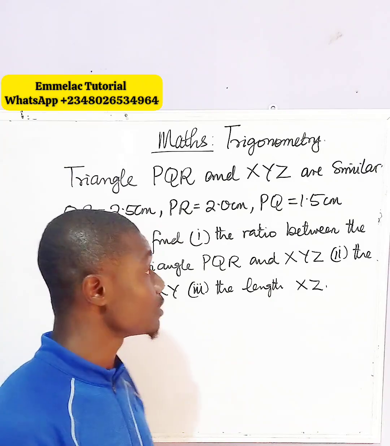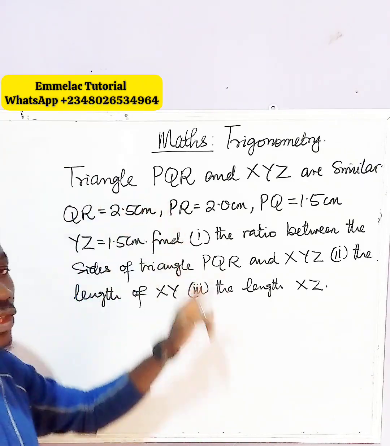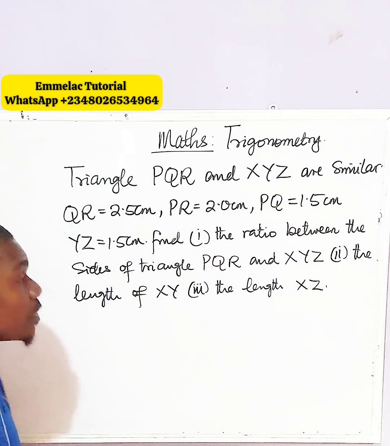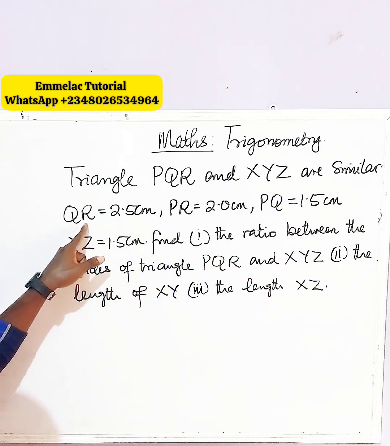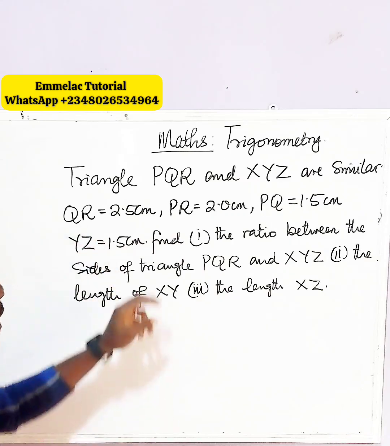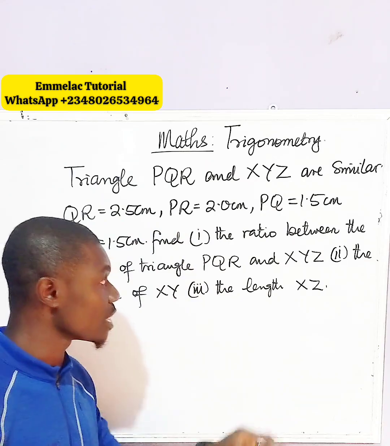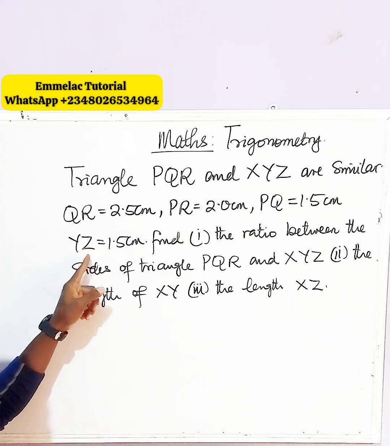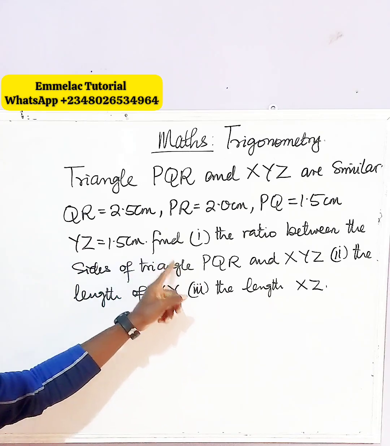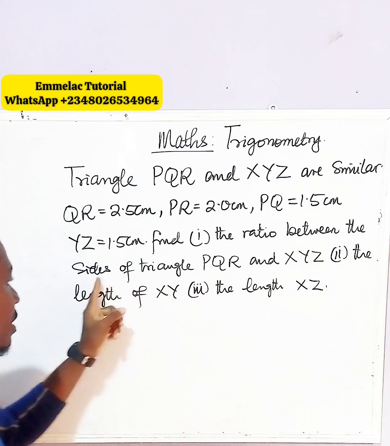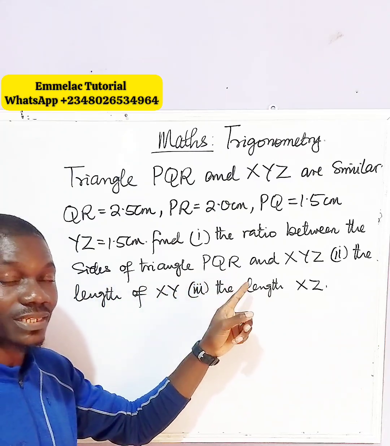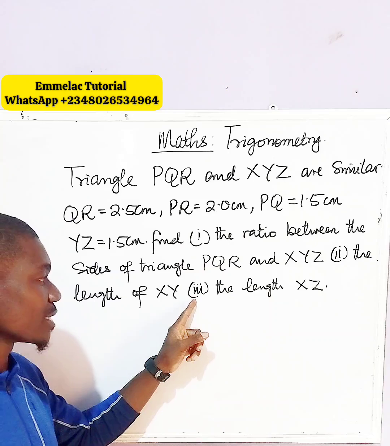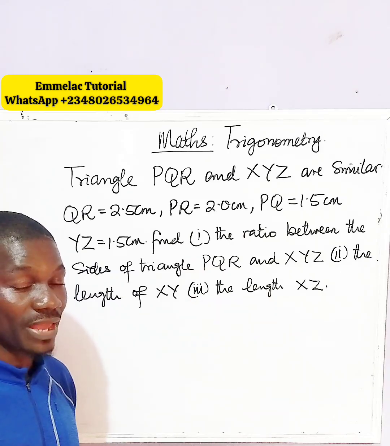Now before us is this trigonometry question, and it shows that triangle QPR and XYZ are similar, which means they are corresponding. Then QR equals 2.5 centimeters, PR equals 2.0 centimeters, and PQ equals 1.5 centimeters. Now YZ equals 1.5 centimeters. Now find one, the ratio between the size of the triangle PQR and XYZ, then two, the length of XY, and three, the length of XZ.